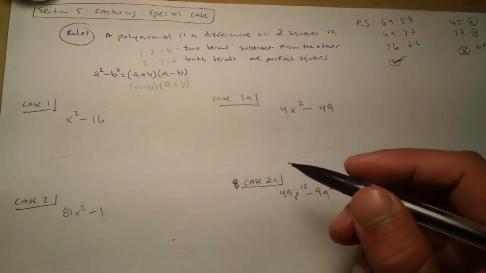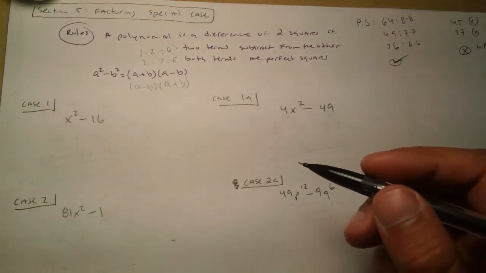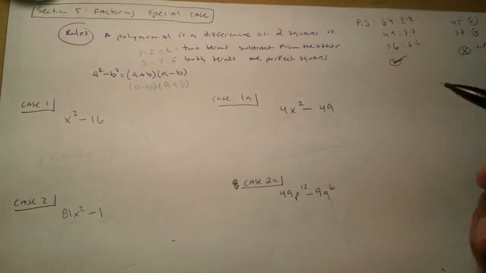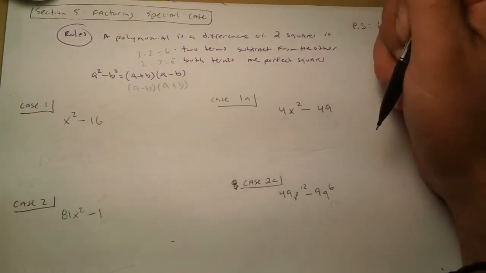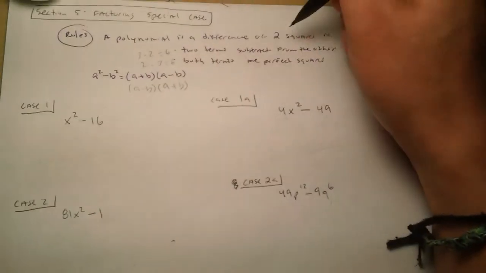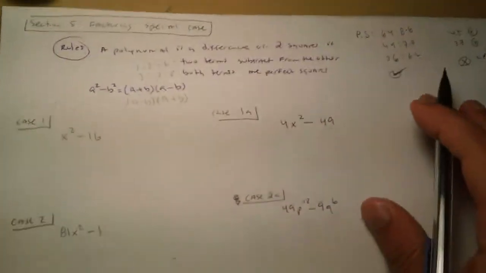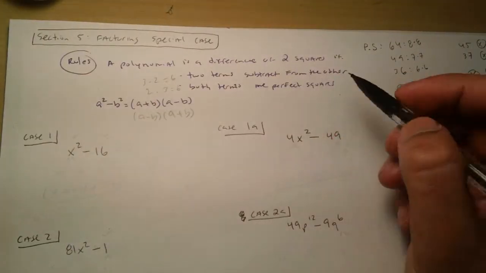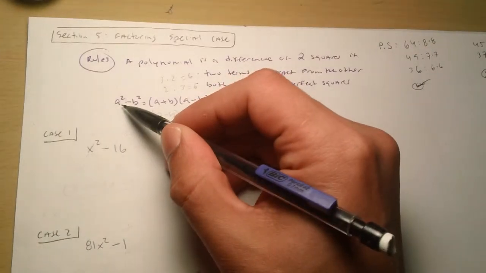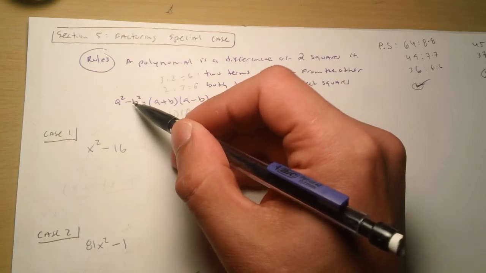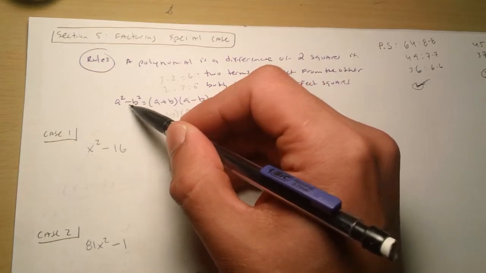Hello everybody. In this video we're going to deal with factoring special cases, and in this case we're going to be dealing with a difference of two squares. We're going to be dealing with a polynomial that is a difference of two squares. In order for it to be a difference of two squares, we have to have one term being subtracted by another, just like we have here.